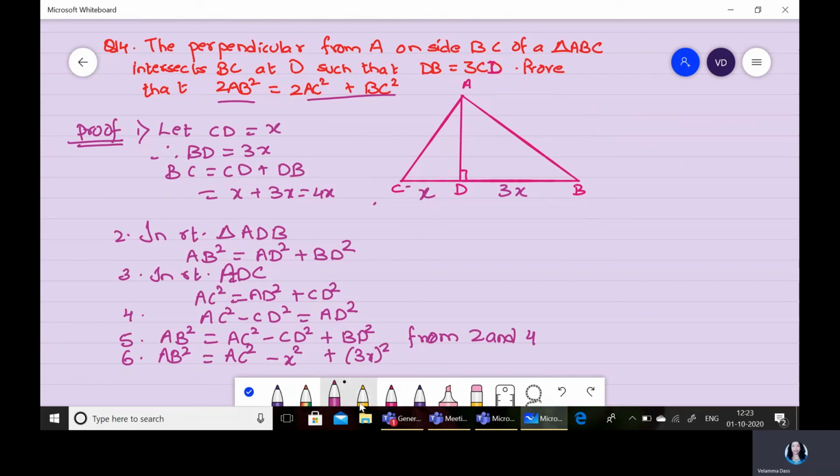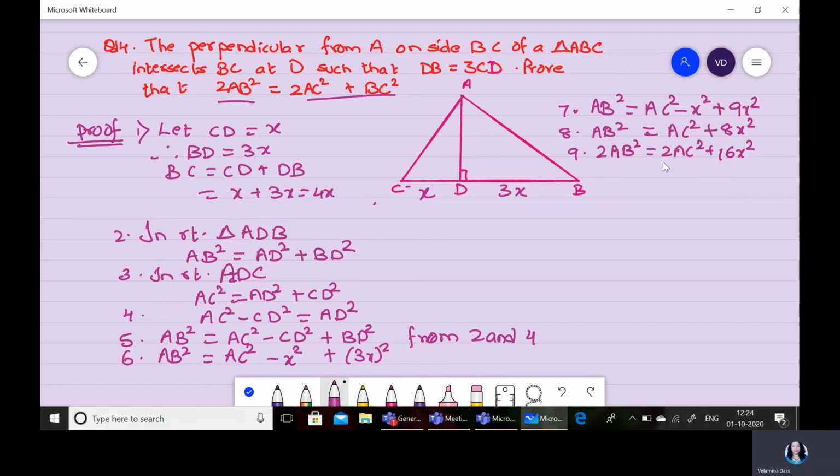Now 7th step, I'll just continue here so that we understand. So here in the 7th step, I'm writing AB square equals AC square minus x square plus 3x the whole square. 3x the whole square will give you 9x square. So here we have AC square plus 9x square minus x square, which gives plus 8x square. So we have AB square equals AC square plus 8x square. I want 2AB square. So if I want 2AB square, I need to multiply on LHS and RHS. I have AB square, so I'll multiply by 2 on both the sides. So I'll get 2AB square equals 2AC square plus 2 into 8, which gives 16x square.